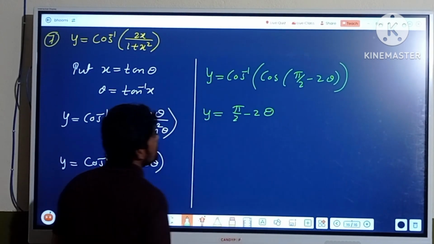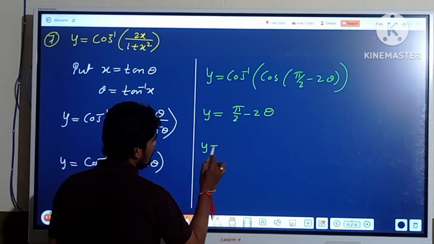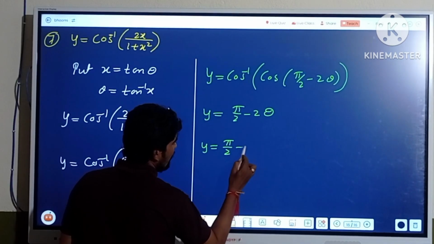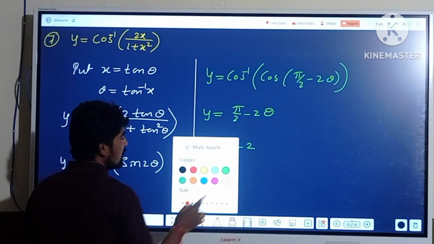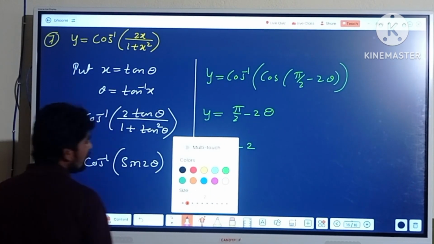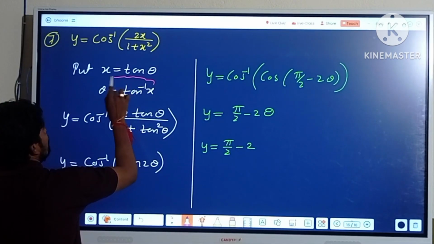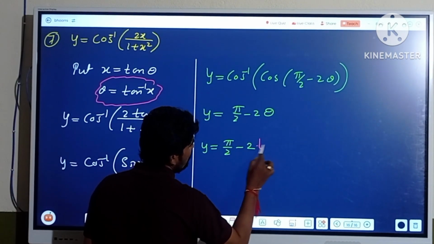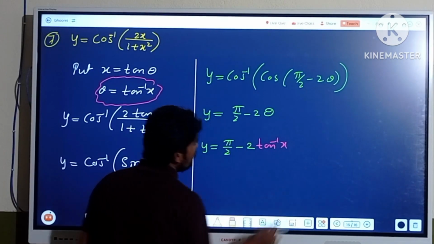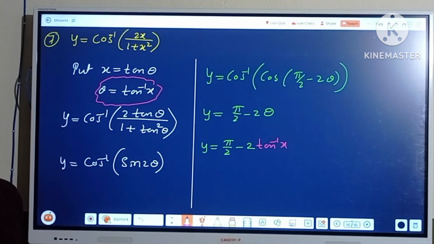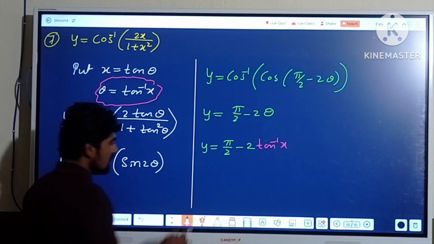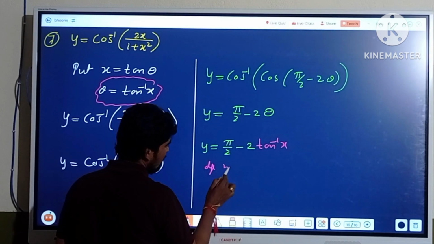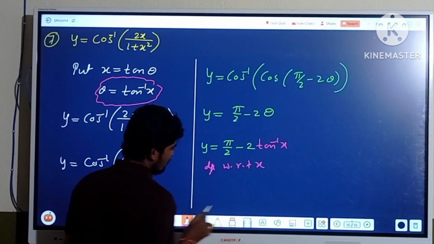I hope all of you are understanding. Now y equals pi by 2 minus 2 into theta, and by the substitution we know that theta is tan inverse x. So y equals pi by 2 minus 2 tan inverse x. Now we wrote the simplest form of the given inverse trigonometric function, so easily we can differentiate with respect to x.